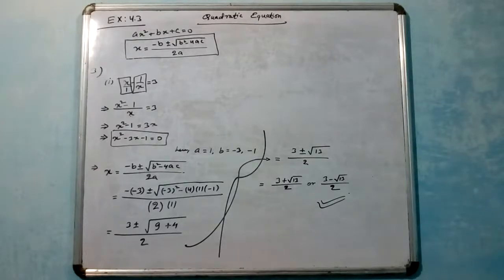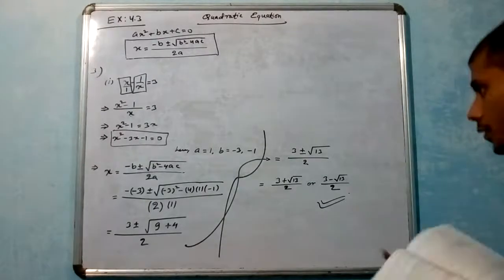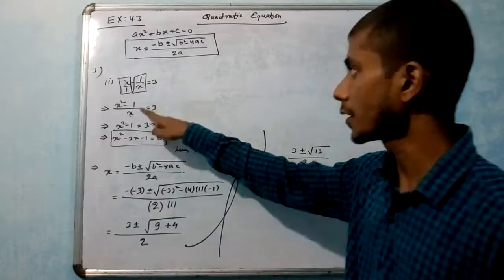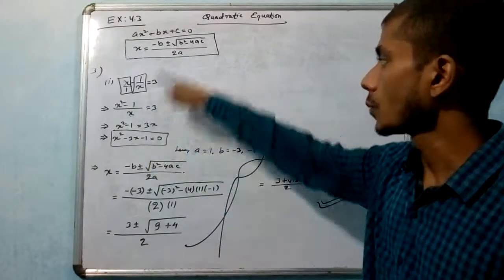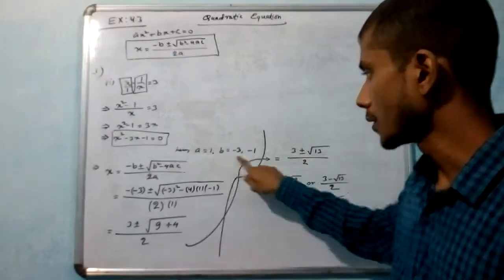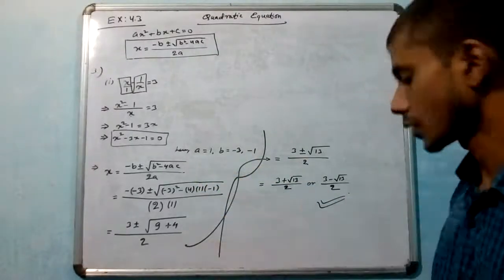3 minus root 13, 3 plus root 13. Okay, so the answer is okay. Fine. Now let us see the next one. Is it clear how to do? First simplify it, get a normal or general quadratic equation form, get a, b, c, substitute, get the answer. Clear?